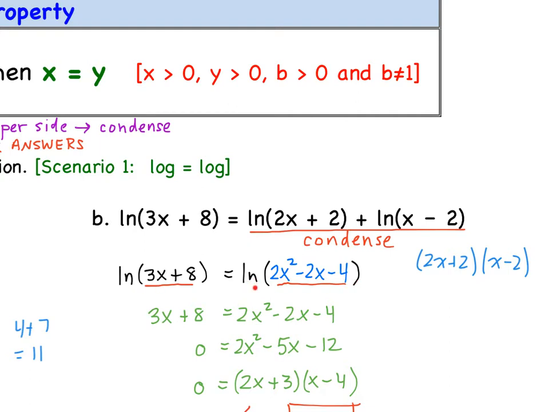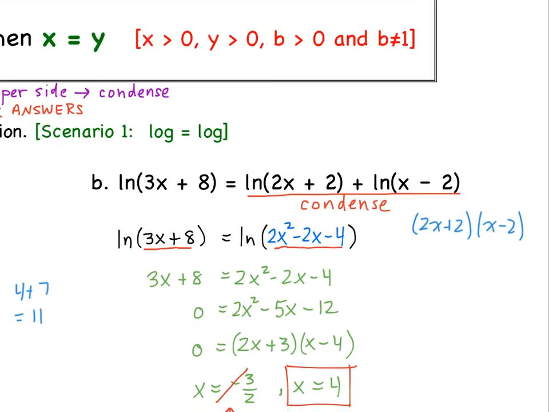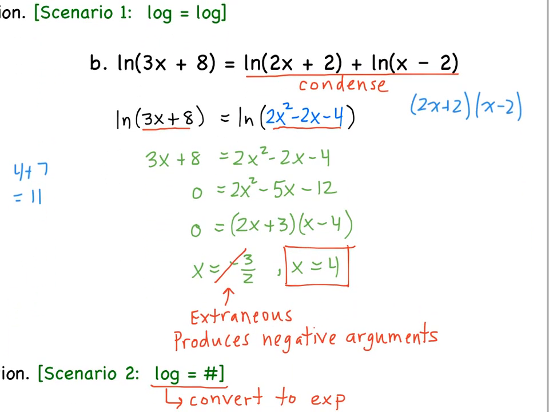So now we have a log equals a log. Both the logs have the same base. So now we do our zooming in. So now we can say 3x plus 8 has to equal 2x squared minus 2x minus 4. Now we're going to go through and solve this equation, and what we should notice is we've got ourselves a quadratic. So we're going to bring everything over to the right side, and we can try to factor that. 2x squared minus 5x minus 12 does in fact factor, so it's going to be helpful to remind yourself of how to factor quadratics. We get two answers: x equals negative 3/2 and x equals 4.